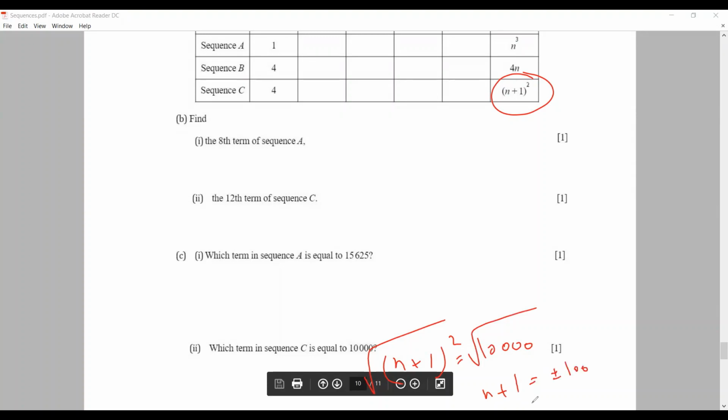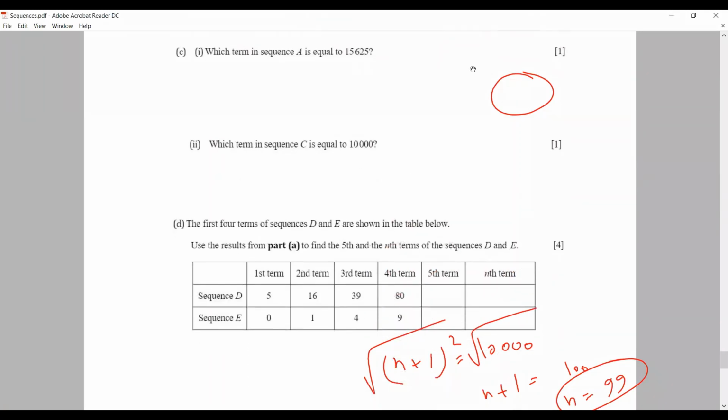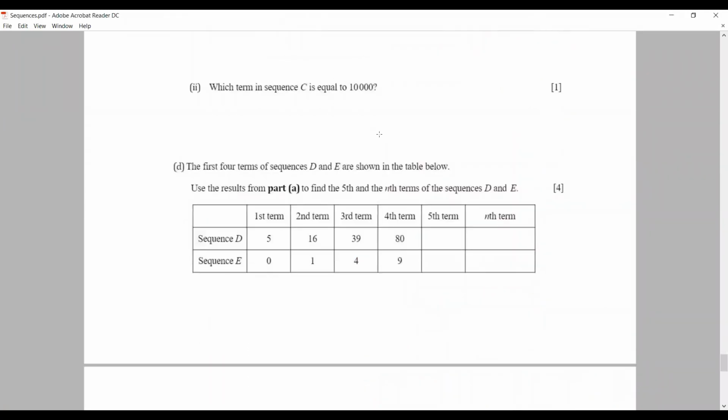However, guys, algebraically, this is correct, but here it doesn't make sense. The term could be negative, but the position of the term cannot be negative. That doesn't make sense. So you don't need to put plus minus there. You just put 100. Therefore, n is 99. That is the 99th term. Its value is 10k.